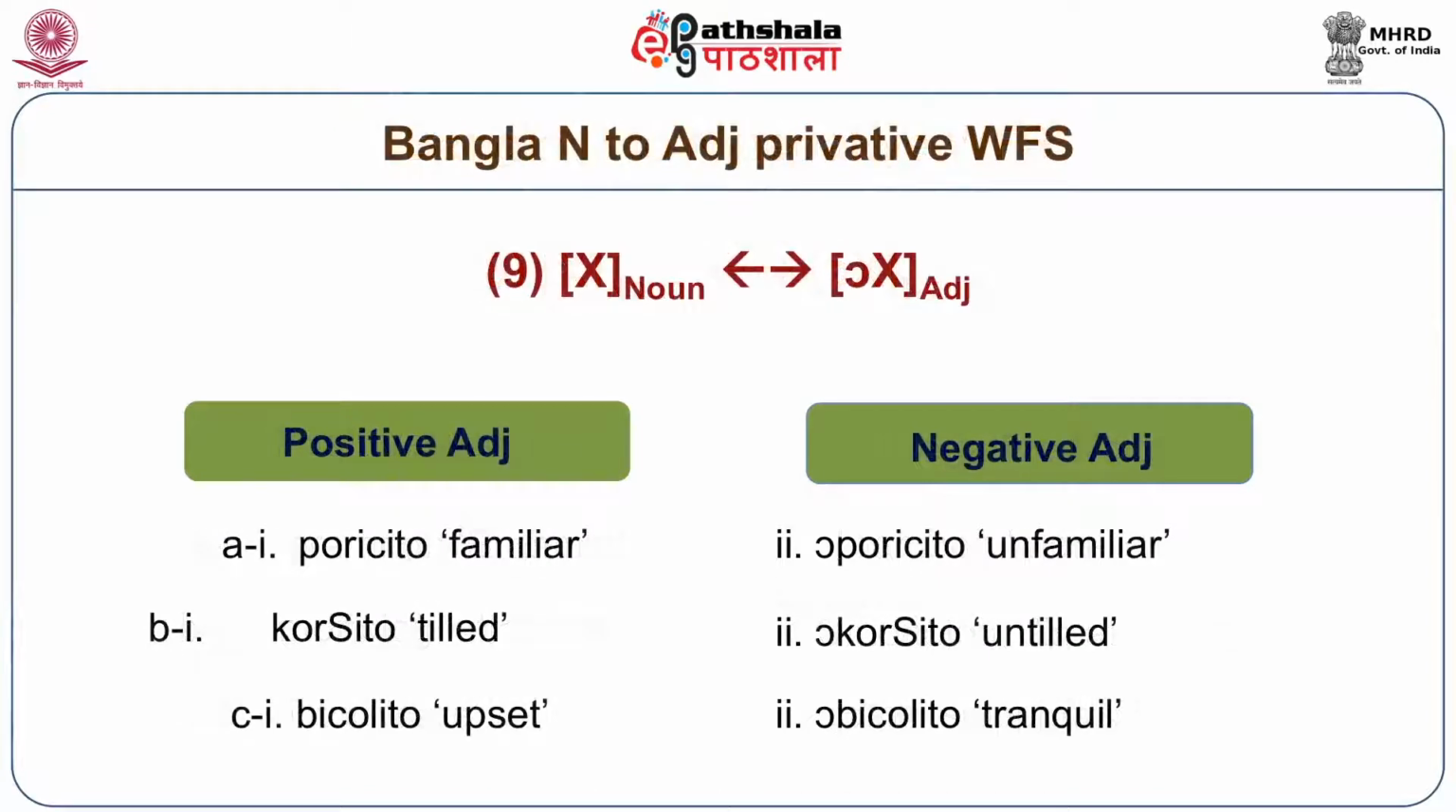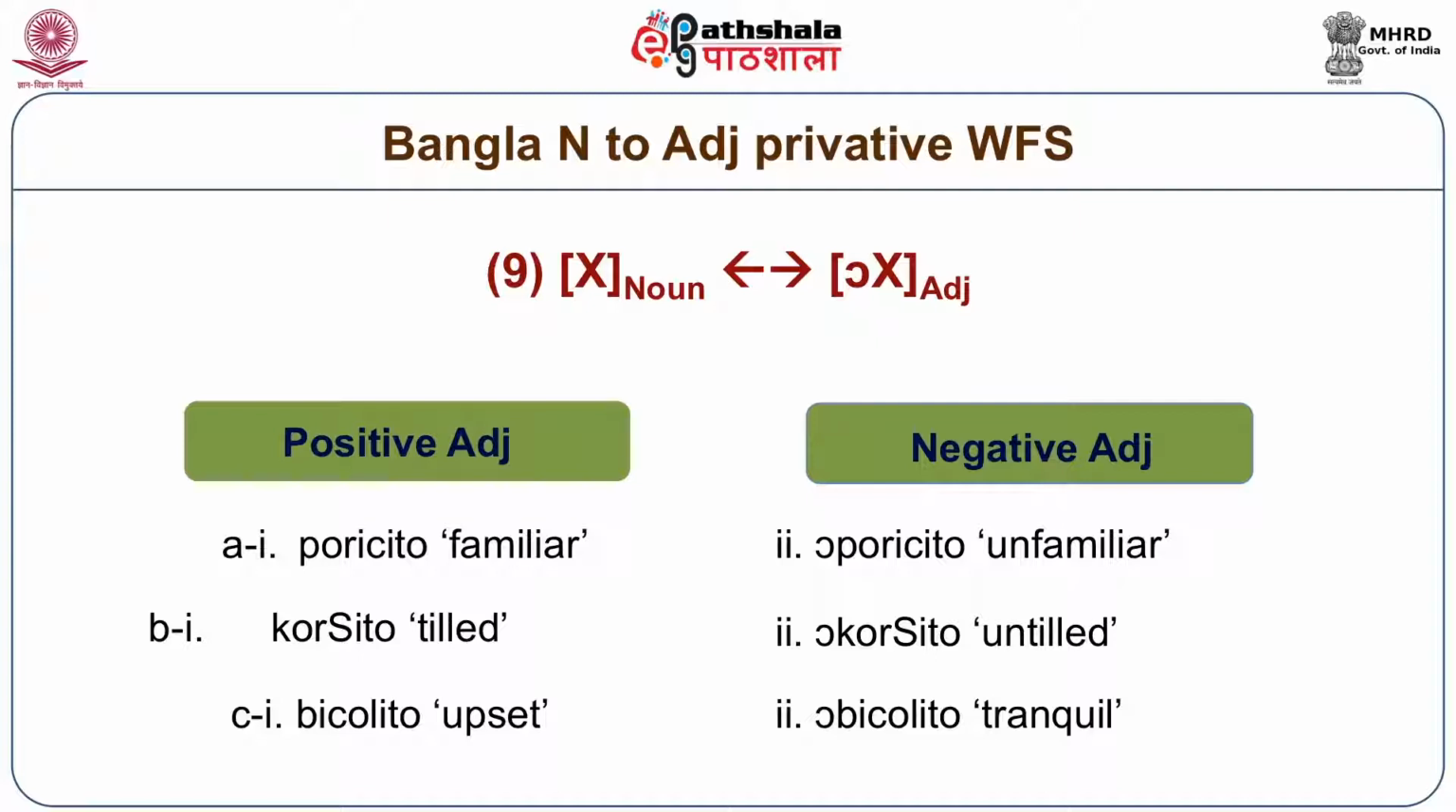In addition to that, word formation strategy introducing the prefix or, you have an adjective to adjective negative strategy also, which takes you from porichito, familiar, to aporichito, from korshito, tilled, to akorshito, as in land that has been tilled or not tilled, bicholito, upset, to abicholito, tranquil. So you looked at noun, noun, adjective, adjective.